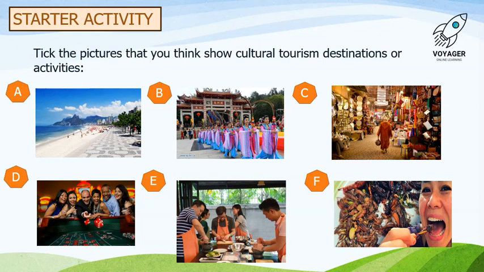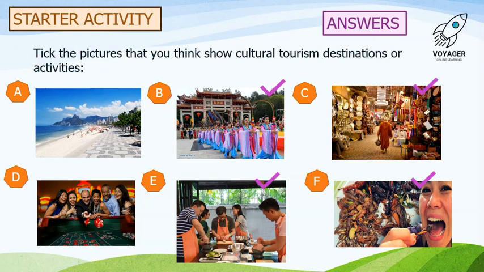Okay, so write down the letters A to F in your notebook, please, and tick or circle which letter shows a cultural tourism destination or activity. Take a moment to pause the video now while you do this activity in your notebook, and when you're ready to check the answers, restart the video.